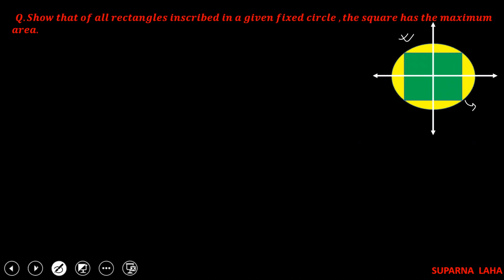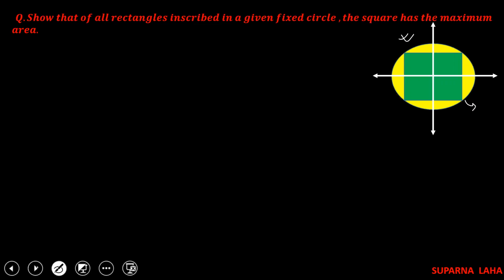That is, show that of all rectangles inscribed in a given circle, a square has the maximum area. That means if we want to draw a rectangle of maximum area inside a fixed circle, that means this rectangle will be a square.